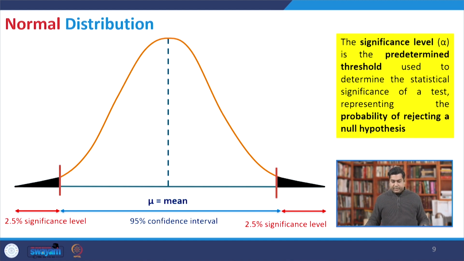Now, in this case, the significance level, which I just discussed, is the predetermined threshold value used to determine the statistical significance of a test, and it also represents the probability of rejecting or accepting the hypothesis. In this particular normal distribution, the total area under the curve is 100%. Whenever you are testing any phenomenon, we take a certain margin of error and some confidence interval.